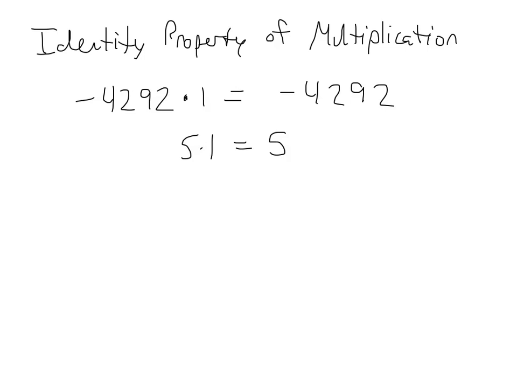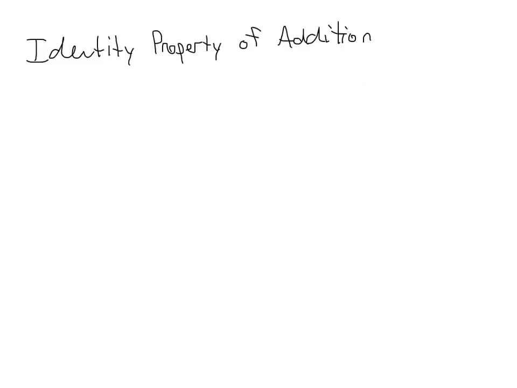Okay, so what about the identity property of addition? Again, identity, keeping things the same, not changing it. So if you had negative 8 and you had to add something to it to keep it the same, what would that be? Well, of course, you would say add 0, because negative 8 plus 0 is still just negative 8. So the sum of a number and the additive identity, which is 0, is going to be that number, which in this case was negative 8.